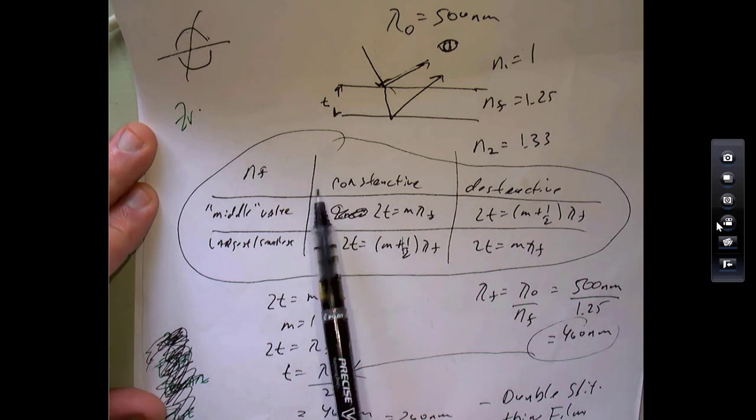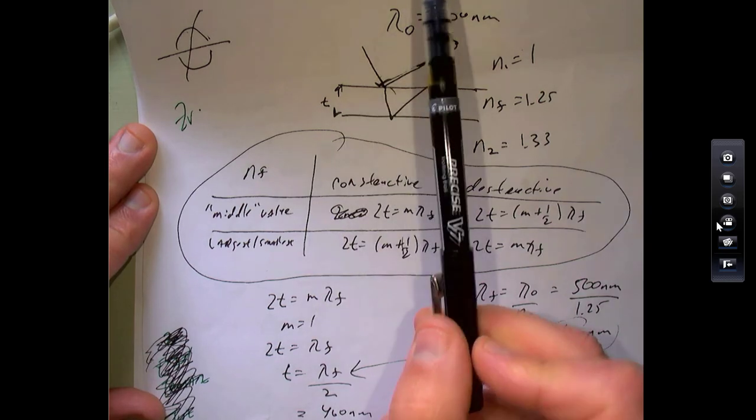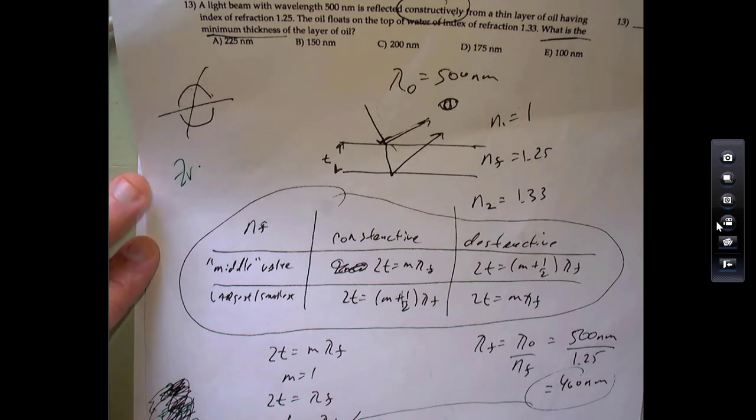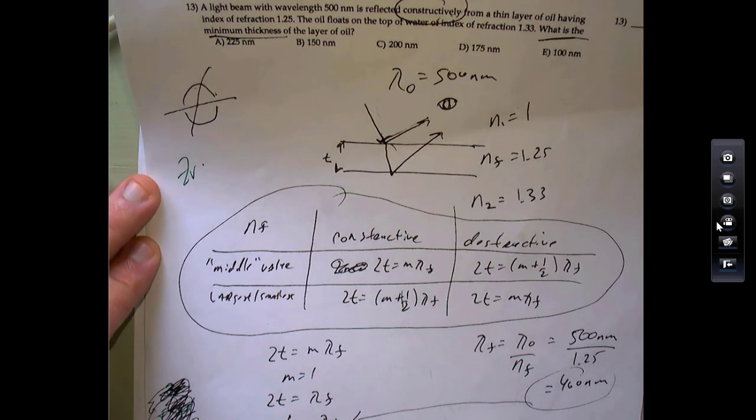First thing, do we have constructive or destructive interference? Here they tell you it's constructive. Whoops, you can't see that. They tell you it's constructive in this practice test. On the actual third test, it was destructive. It was an anti-reflective coating.